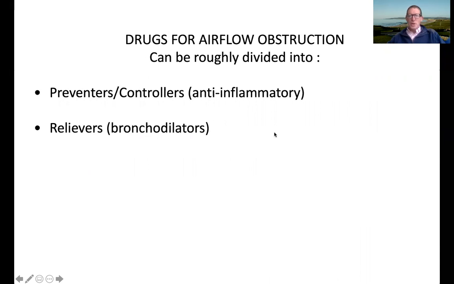Drugs for airflow obstruction can be divided into those which are anti-inflammatory, which we call preventers or controllers, the two are synonymous, and bronchodilators, which are called relievers.